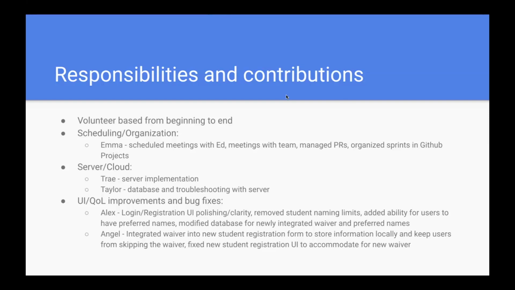And then as far as server and cloud stuff, this is Trae, and I did Docker and server implementation over AWS and GCP. This is Taylor again. I mostly worked on researching about the database and how that would get done. But since we could not implement the database, I ended up shifting over and acting as a support for Trae and his server implementation and helping troubleshoot a lot of our dynamic problems that were occurring.